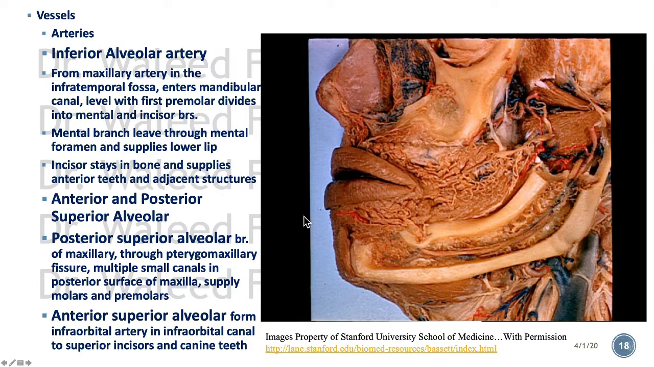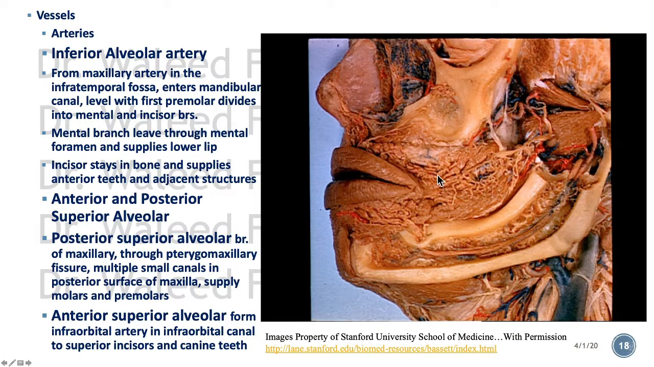It goes anterior as it reaches the level of the first premolar. It divides inside the canal into incisive branch and mental branch. Now the mental branch will continue and goes outside the bone through the mental foramen to supply the cheek and the lower lip, while the incisive artery will remain in the canal to supply the rest of the teeth. Okay? Remember this, it stays up to the level of the first premolar, and then it divides.